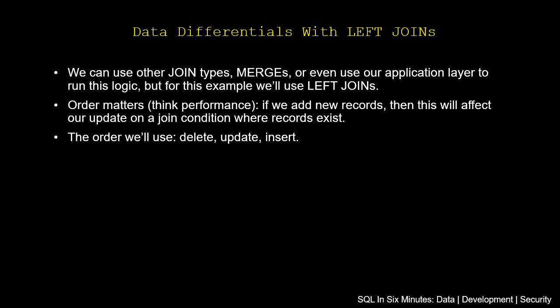We want to think about performance, and I'll highlight this in a second, but if we add new records, then this will inherently affect our update on a join condition where records exist, right? So if we're going to update existing records and we haven't added new records yet, that's going to be better than if we add the new records, because now that's going to affect our join. I'll show that example. So the order we're going to use is delete, update, and insert.